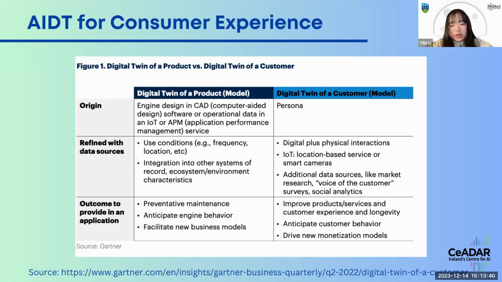Automakers use the Internet of Things to collect data and apply AI and machine learning to model what is likely to happen in the future. We can see in this figure, just as a digital twin of an engine can be used by engineering for predictive maintenance, an AIDT of customers can be used by different departments within an organization, like product management or the customer experience team, to simulate and anticipate customer behavior.